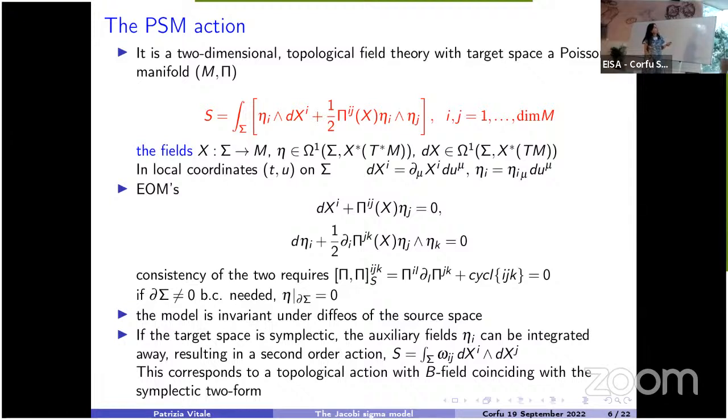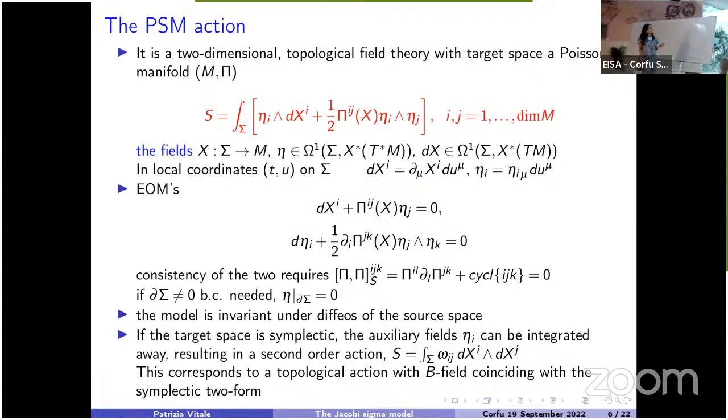The fields are the usual embedding map X going from the source space to the target. Eta is a one form on sigma, which is valued in the pullback of the cotangent bundle of the target space. Essentially, loosely speaking, it means that eta is a one form both on sigma and on M. dX is a one form on sigma, but it is valued in the pullback of the tangent bundle of M. Then I used here the natural pairing between tangent and cotangent bundle in order to contract these indices.